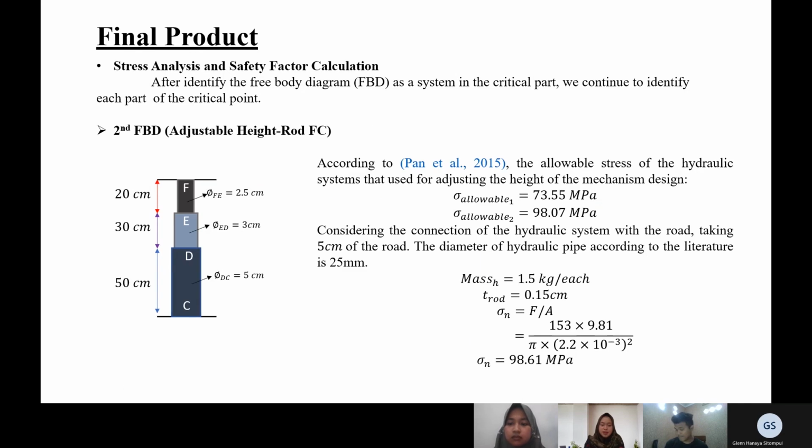Okay, next, as explained by Glenn, we use the hydraulic system as the lifting mechanism to adjust the height. According to Pan et al. 2015, we have the allowable stress of the hydraulic system with a diameter of 25 millimeter, which is 73.55 MPa, and for the other one it is 98.07 MPa. Since we already know the mass of the hydraulic, we also determine the allowable stress, which is 98.61 MPa.